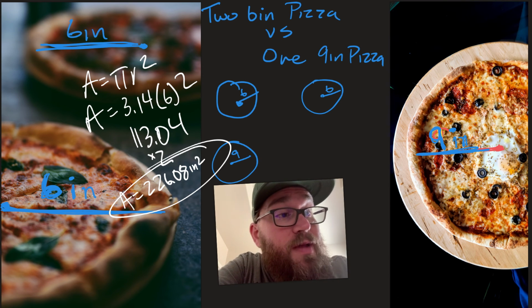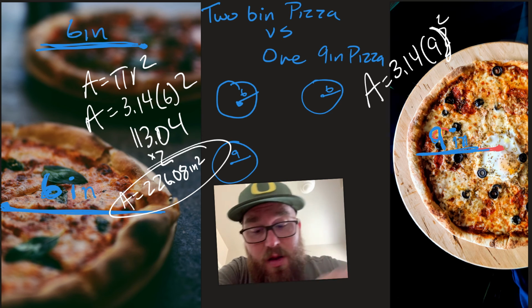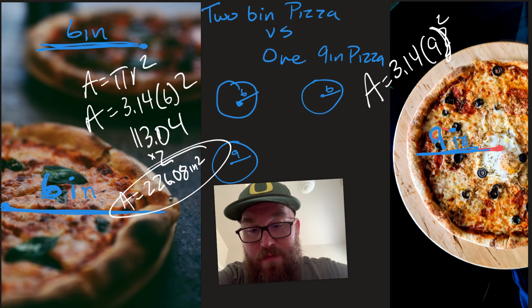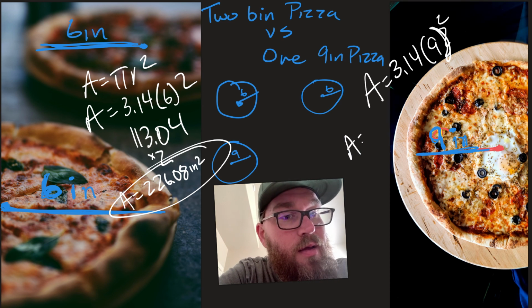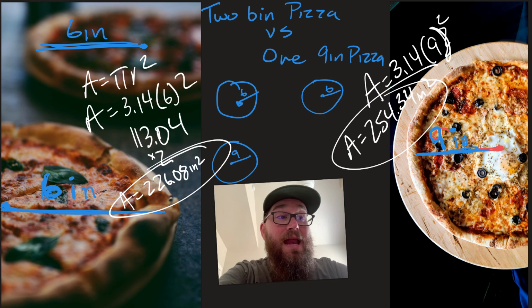Well, let's check out the 9-inch pizza. So area equals 3.14 times 9 squared. Oh, parentheses, squared. So 3.14 times 81, 254.34 inches squared. So the single 9-inch radius pizza is a better deal, or you get more pizza than the two smaller ones, right? Even if you look at the wall and you just see the pizza go a little bit bigger, it's a lot more pizza.